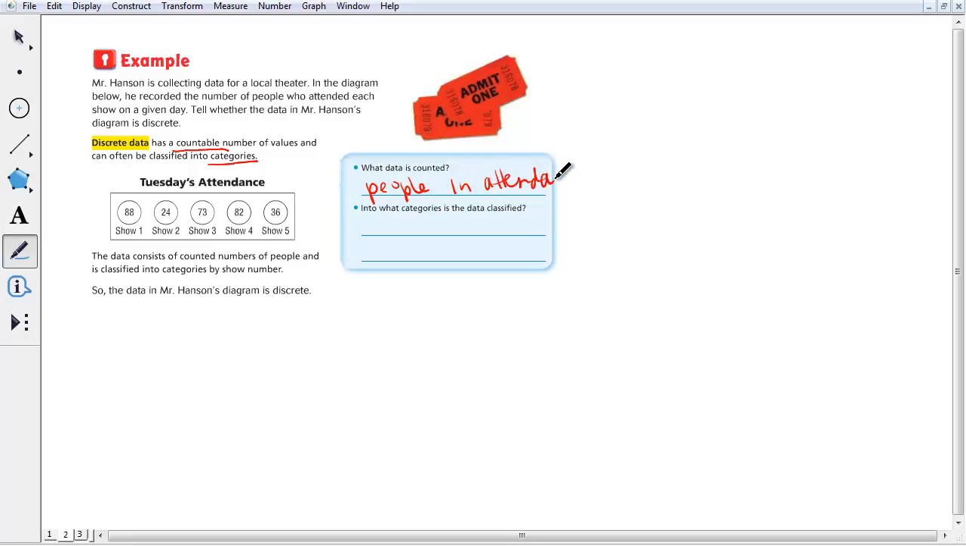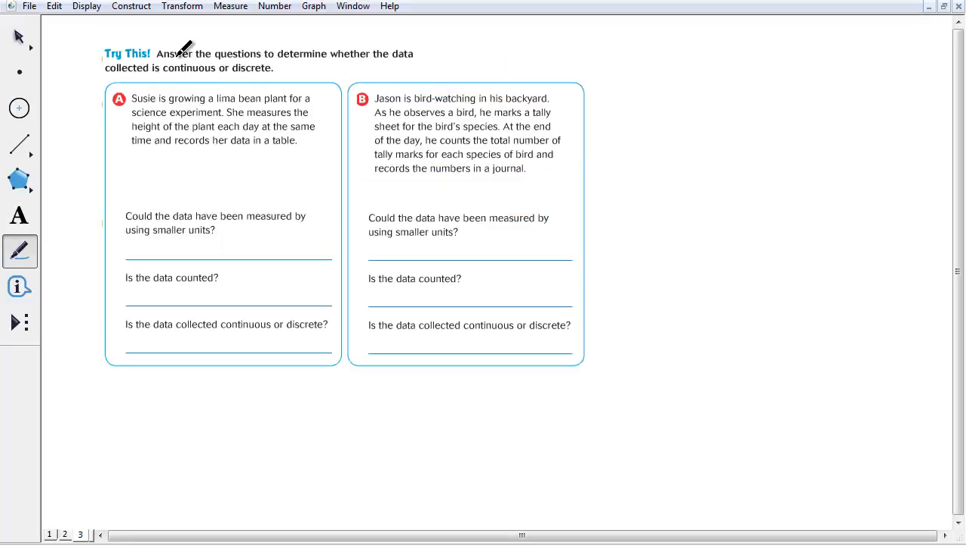So let's write that here. Into what categories is the data classified? Well, it looks like it's classified into the show number. So show 1, show 2, show 3. So it's the different shows. The data consists of counted numbers of people and is classified into categories by show number. So the data in Mr. Hansen's diagram is discrete. Now let's try some on our own.